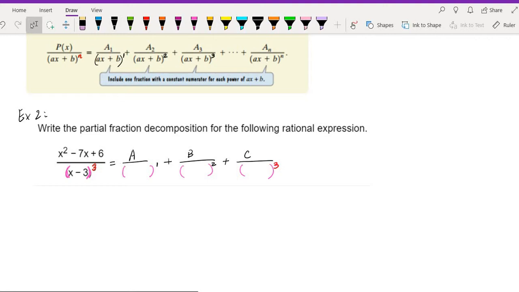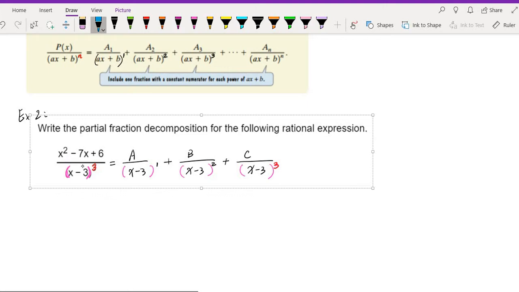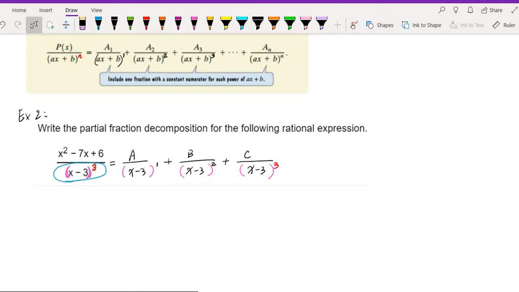So let's go ahead and fill in the denominators. Okay, so make sure you understand this. The setting up part is the hardest part. Now we're going to try to solve for A, B, and C. So let's go ahead and do this. We said whatever the denominator is, in this case x minus 3 to the third power, we're going to multiply every single term by it. We're going to do this very quickly.